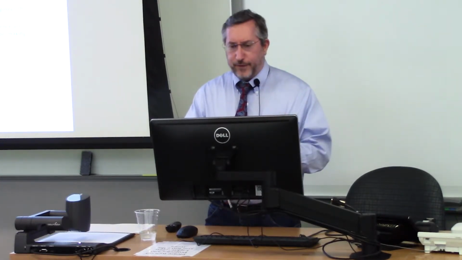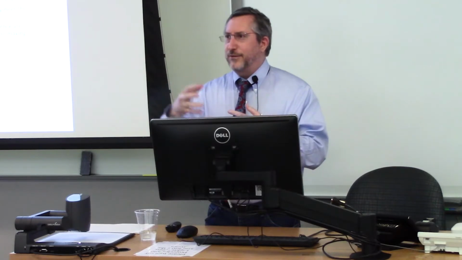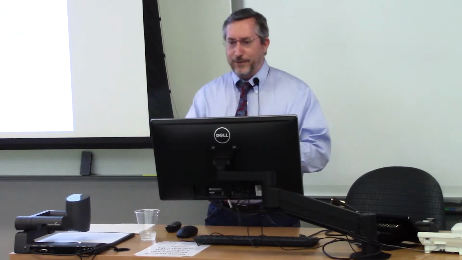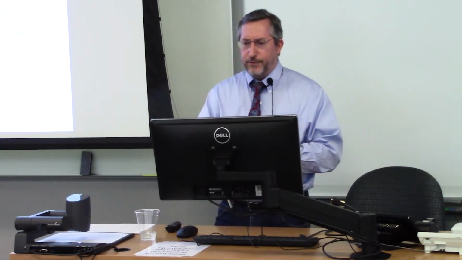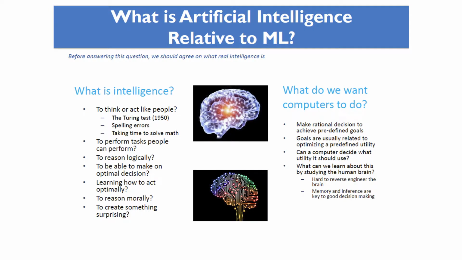And so those are some things to think about. I don't have answers, I'm just saying that these are the next steps that are well beyond what we can do right now. So what do we want computers to do, practically speaking? We want them to help make rational decisions to achieve predefined goals. So, decision support. Goals are usually related to optimizing a predefined utility. So again, we identify something we want to optimize and we seek to do that, or, as I mentioned, a vector, a constellation of things we want to optimize.